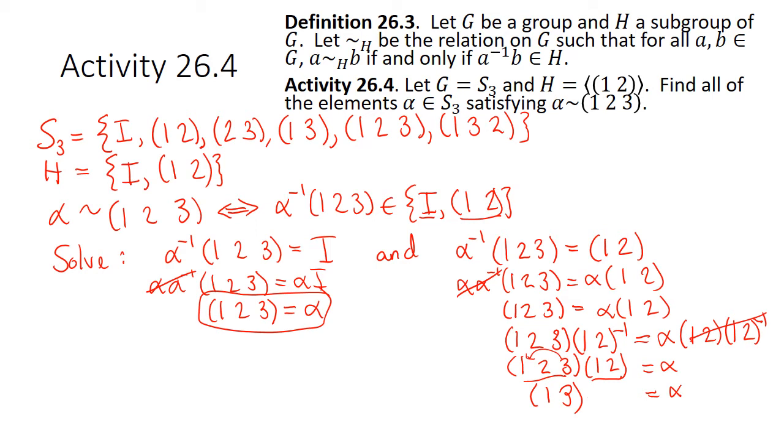And then where does 2 get sent to? We could check that as well. I don't think it's being sent anywhere. But let's see, 2 goes to 1 in here, and then 1 goes to 2 in here. So 2 gets sent back to 2. Okay, so this alpha is just the transposition (1 3). All right, so that is the answer to this activity.